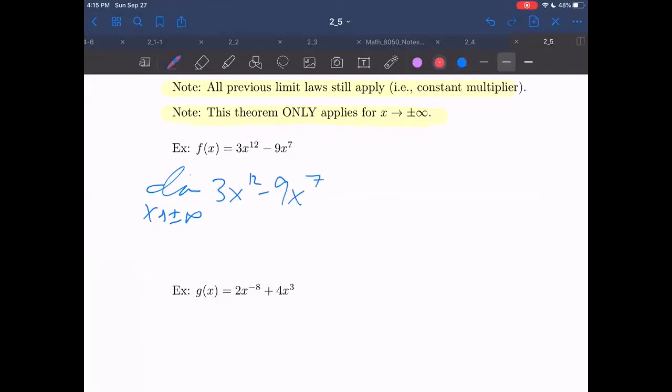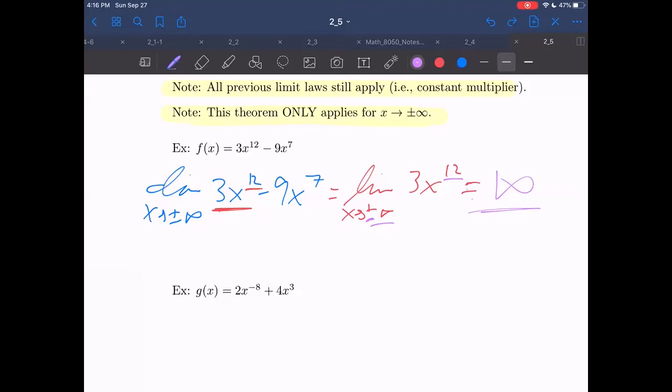Okay, we take the highest degree, so the largest exponent, and we take that term. So this is the same as the limit as x approaches positive or negative infinity of 3x to the 12th. Because the exponent is even, approaching both positive and negative infinity, this will be positive infinity. If 3 had been negative 3, then this would have been negative infinity.